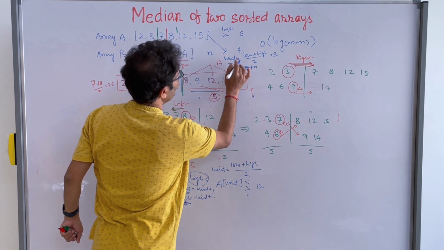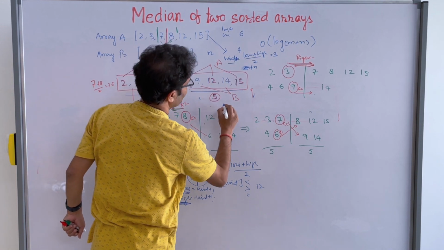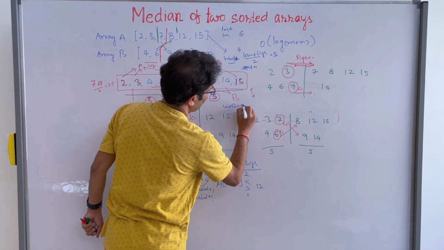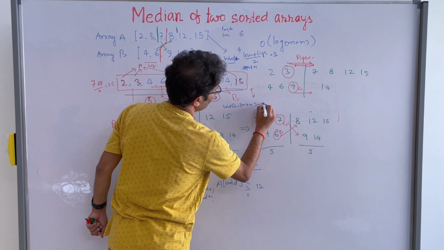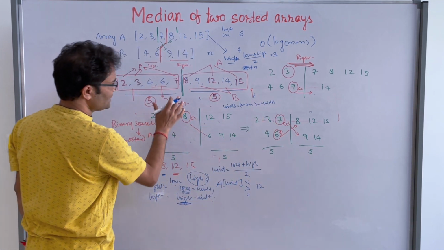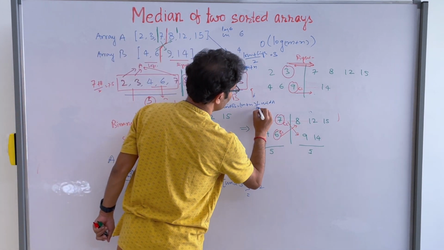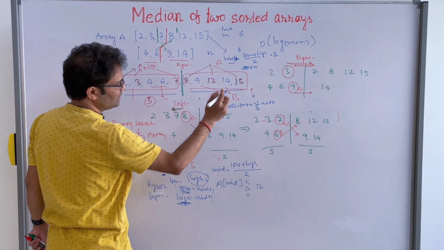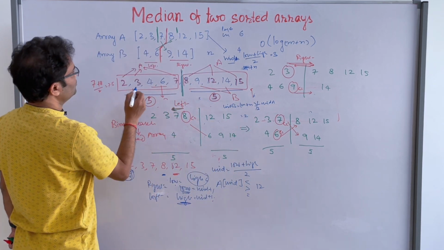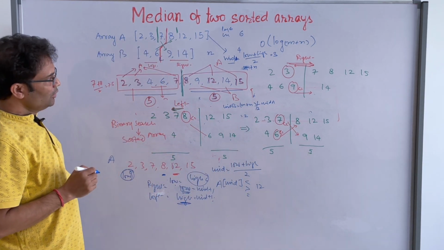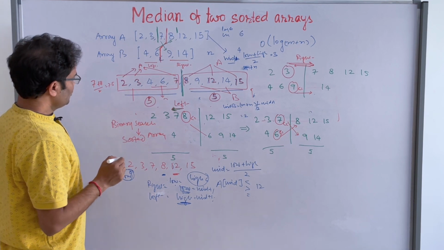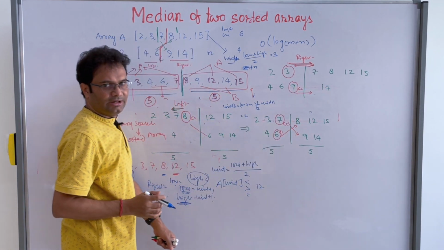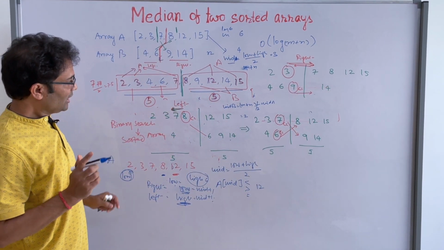So if you say mid 1, or mid A, for the median A, then mid B must be m plus n minus mid A. So in this case, 10 divided by 2 is 5, and 5 minus 3 becomes 2. So you will get the 2 here. I mean to say, the moment you change one element, it will automatically change everywhere, right?